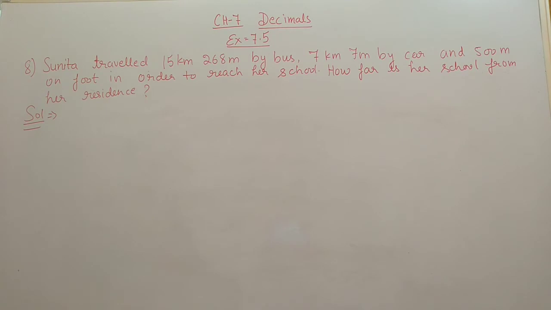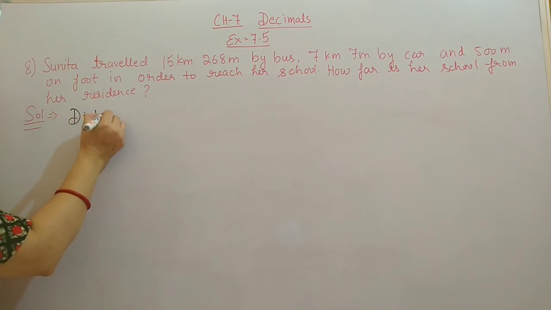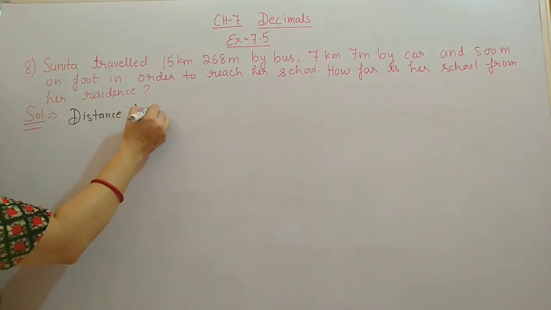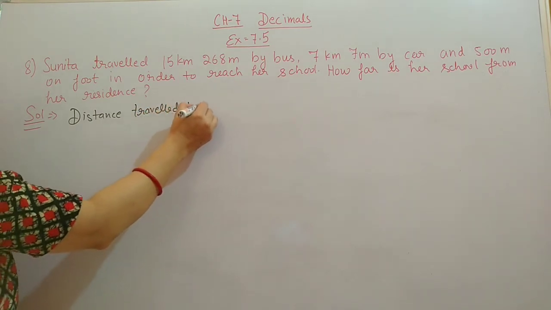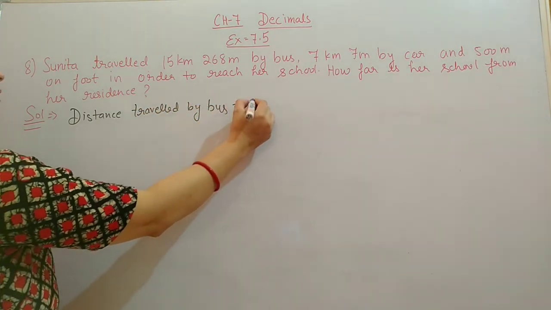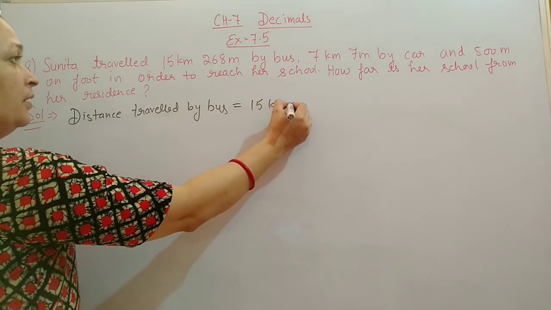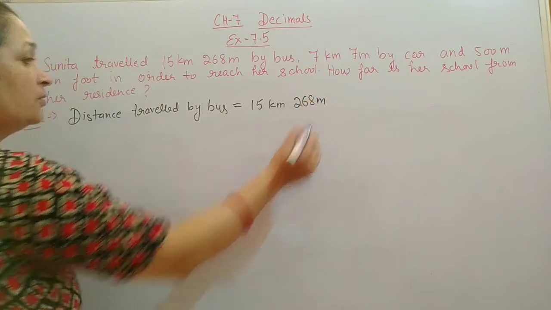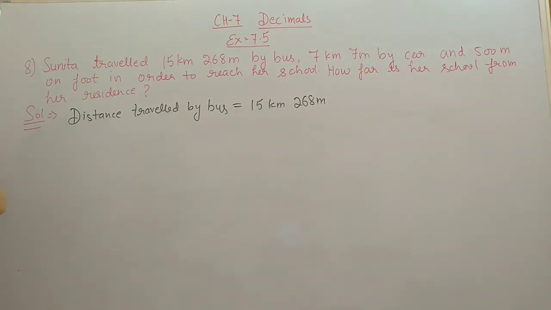Next, question number 8. Sunita travelled 15 km 268 meter by bus, 7 km 7 meter by car and 500 meter by foot in order to reach her school. How far is her school from her residence? So we have to find the total distance she has covered. Distance travelled by bus is equal to 15 kilometer 268 meter.